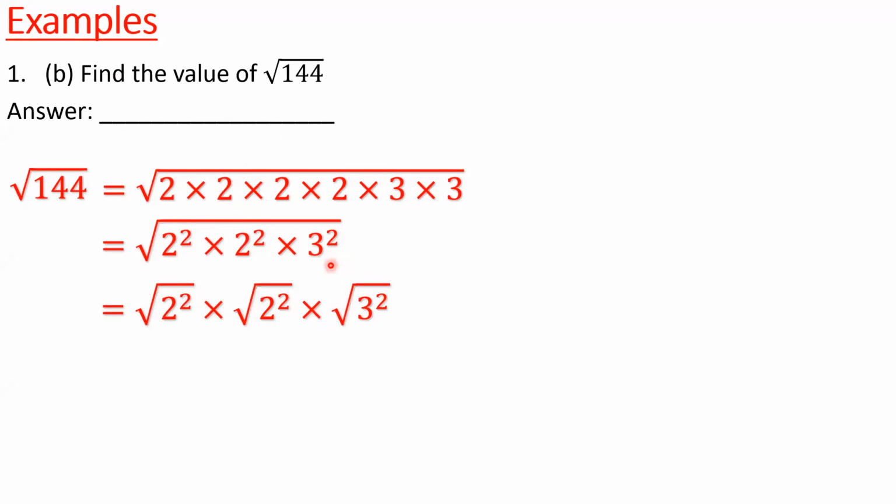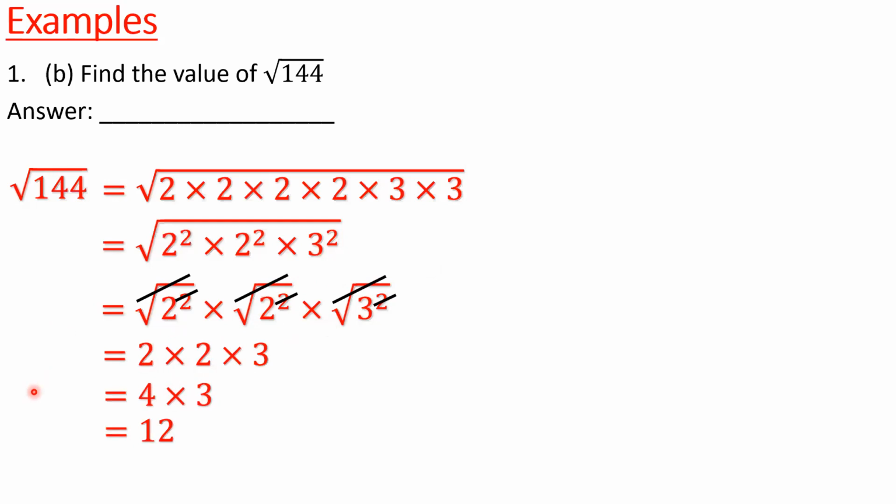All right. Then we're going to cancel, because square root cancels square. We cancel the square root with the square, cancel the square root with the square, cancel the square root with the square. And then we are left with just the regular numbers, 2, 2, and 3. What is 2 times 2? That's 4. And what is 4 times 3? That's 12. And so, using prime factorization, we were able to demonstrate that the square root of 144 is actually 12. And this is pretty cool.